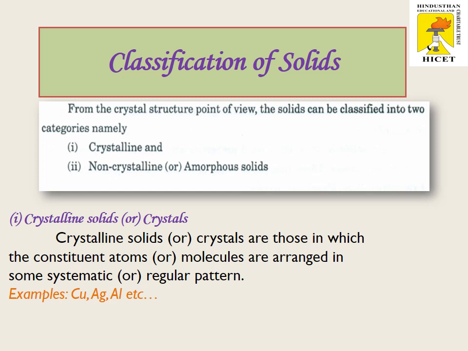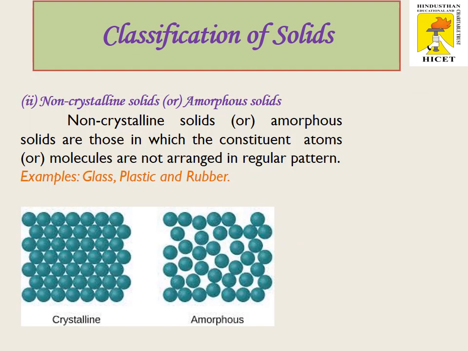Example: copper, silver, aluminium, etc. Non-crystalline or amorphous solids are solids in which the atoms or molecules are not arranged in regular order. Example: glass, plastic, rubber. Please look at the diagram which I have shown. In crystalline solids, the atoms are arranged in a regular order, but in amorphous solids, the atoms are not arranged in a regular order.